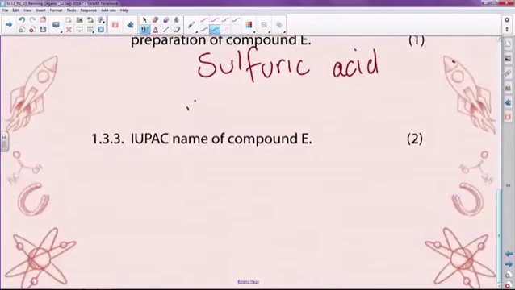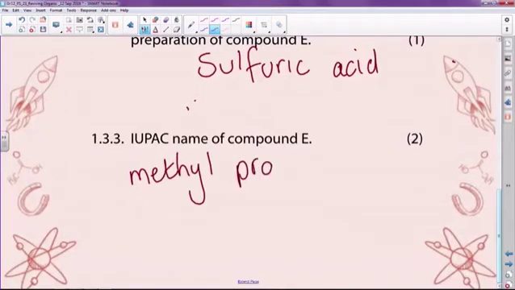What's nice about this particular question is that they didn't ask you to do anything with the structural formula, equations, or anything like that. They just wanted the name. And esters are actually 2 words. It's the only one that you do with 2 words. So it's methyl propanoate.